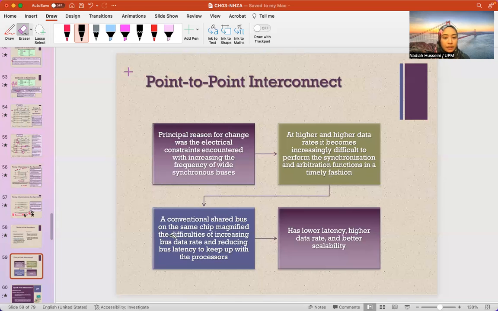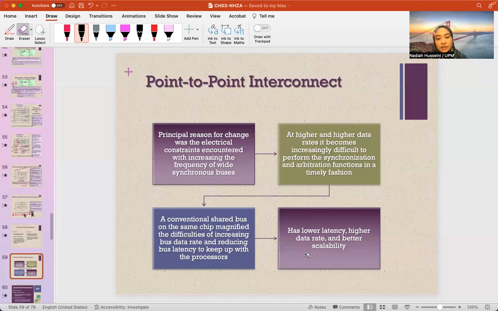And then a conventional shared bus on the same chip magnifies the difficulties of increasing bus data rate and is also difficult to reduce the bus latency. Latency is how fast data reaches from one point to another. So it is difficult to reduce the latency. Or in other words, it takes a long time to transfer the data. So it is difficult to increase the bus data rate and to keep up fast data transfer.